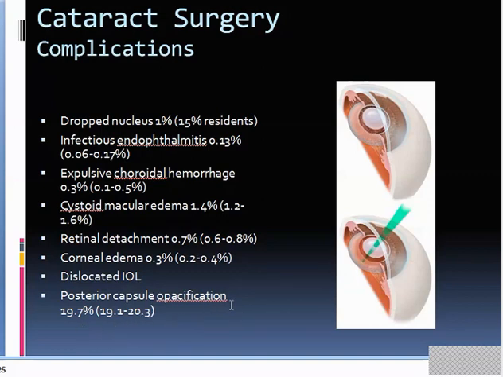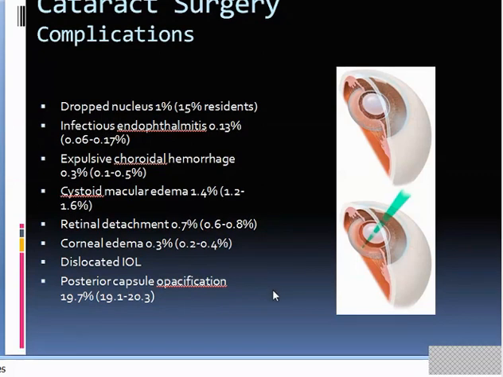And then posterior capsule opacification is a very common condition. That is 19.7% of the cases, because we are leaving the capsular bag, the equator part, that still has actively dividing epithelium, lens epithelium, that may progress back, leading to the opacification. Okay.